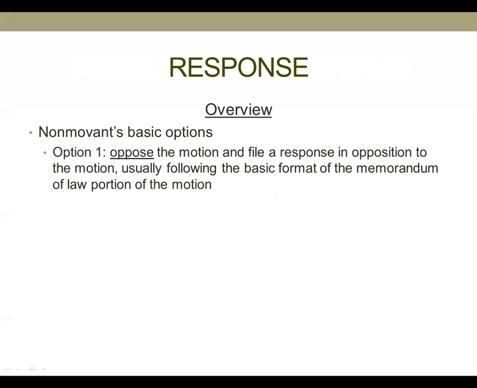Okay, now let's look at what happens if your client is on the receiving end of a motion. That is, your client is the non-movant. Now, when that happens, the non-movant has some basic options. The first option is to, of course, oppose the motion and file a response in opposition. And that would normally follow the basic format of the memorandum of law portion of the motion that the movant filed, only instead it would argue that the motion should be denied, and it would cite law and maybe even attach evidence to support that position.